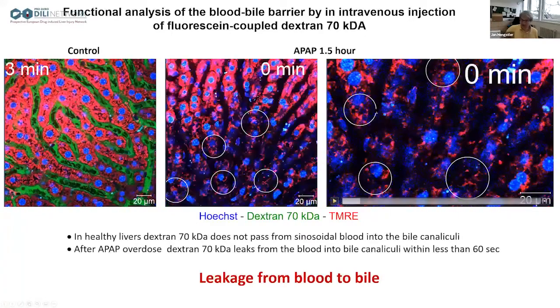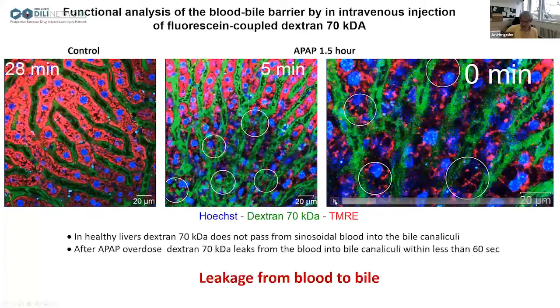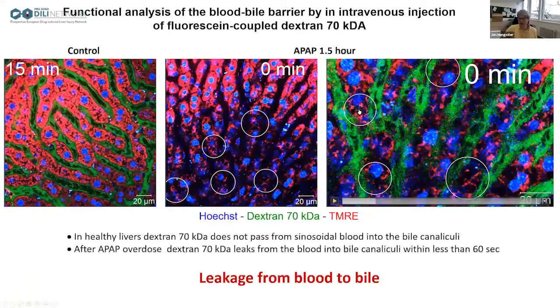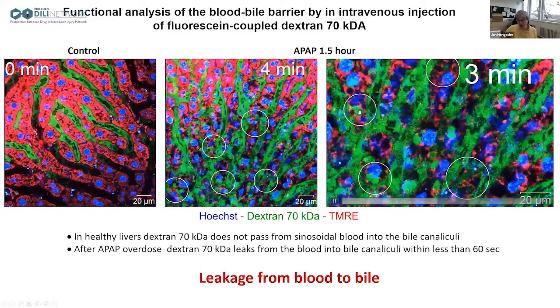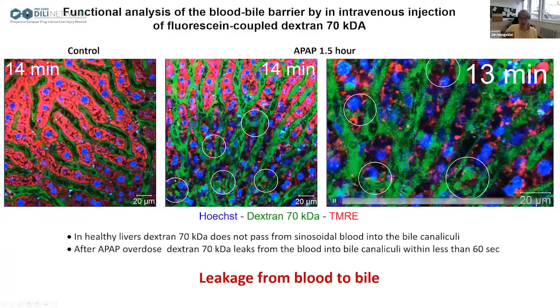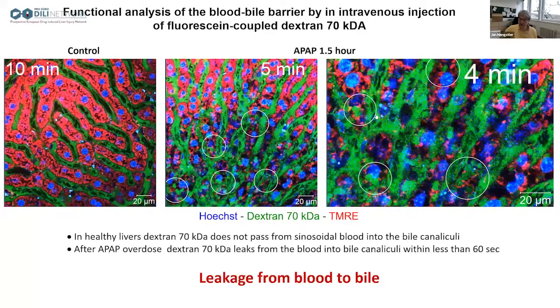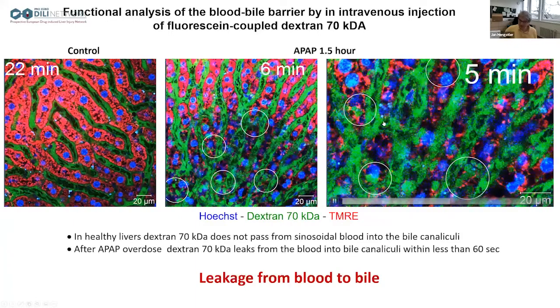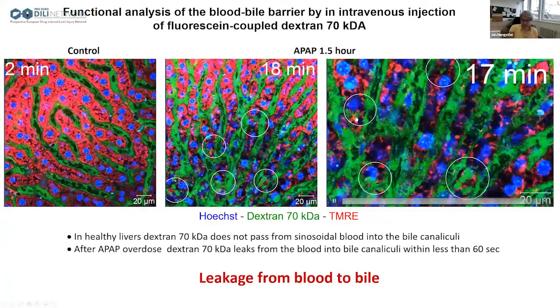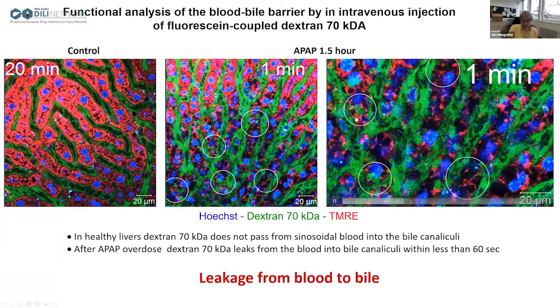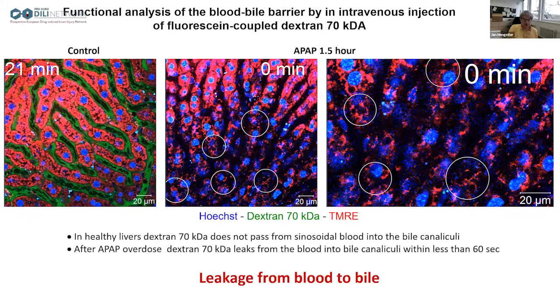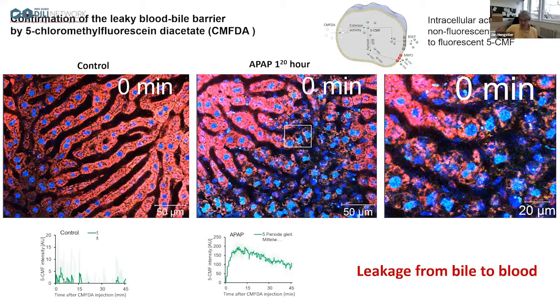Now it is in the sinusoid, and a bit later, it leaks into the bile canaliculus. So this functional analysis allows us to conclude that APAP induced leakiness of the bile-blood barrier from blood to bile. Next we studied the opposite direction. Is there leakiness from bile to blood, which is a bit more complicated?